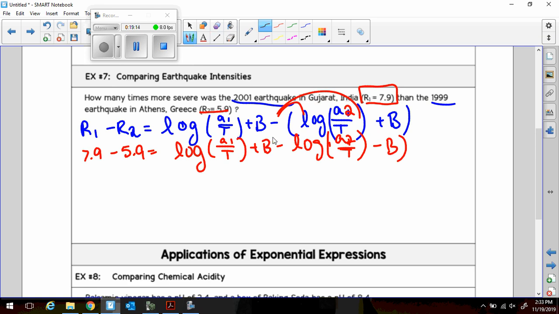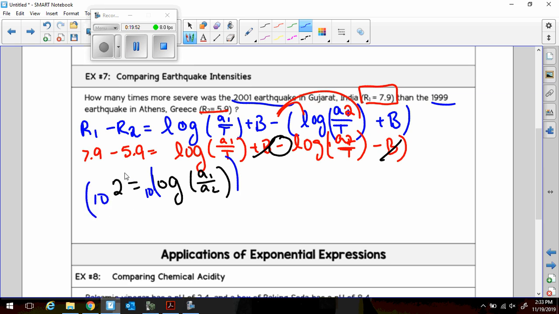Alright, now the B's will cancel. And since this has a negative in front of the log, I can combine these expressions and I'm going to divide them. A1 over T divided by A2 over T, we multiply by the reciprocal, the T's will cancel. And we're going to get 2 equals log of A1 over A2. Now all I need to do is get rid of this log. Since it has no base, I know that the base is 10. I'm going to take 10 to the base 10 of both sides. 10 to the second power is 100.